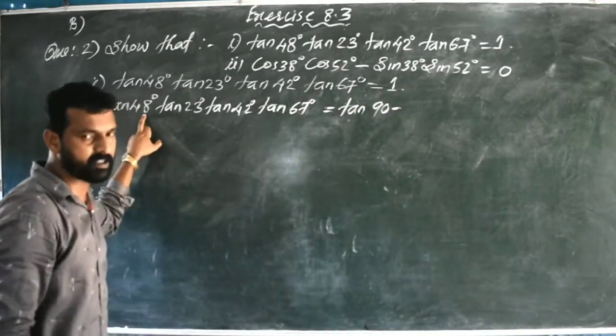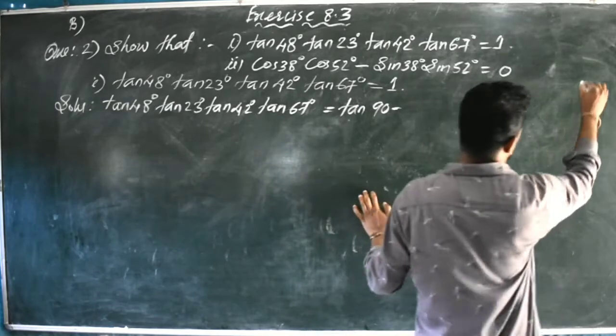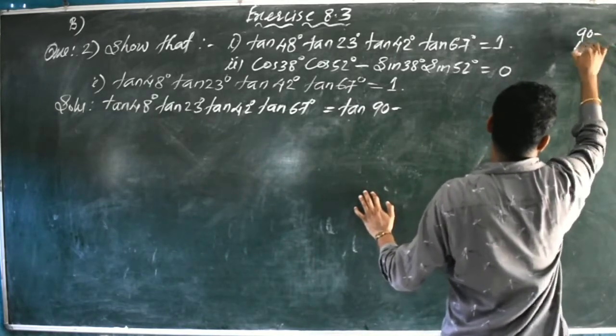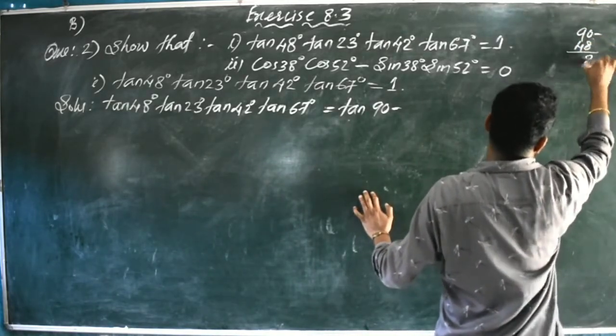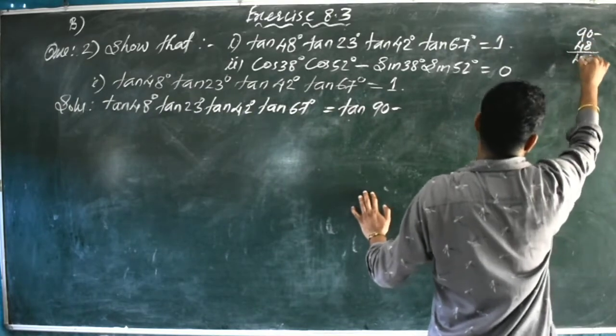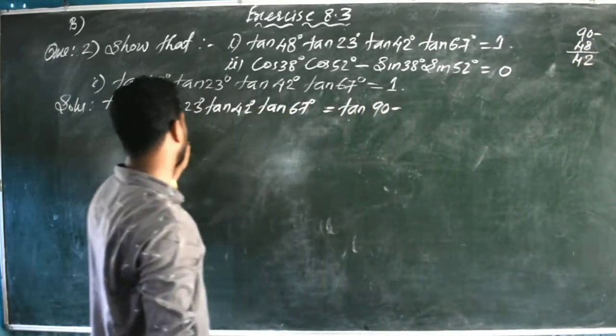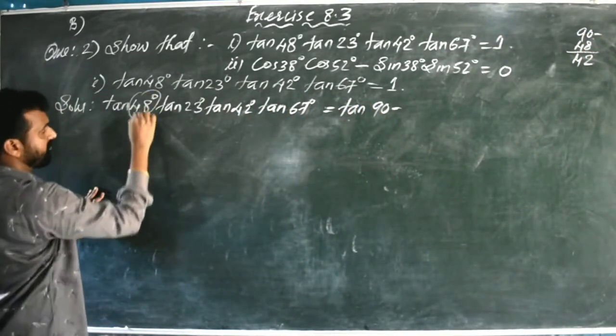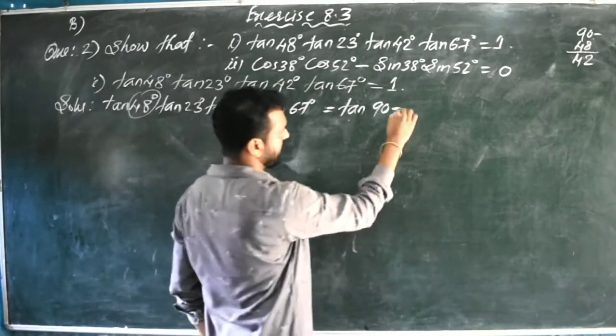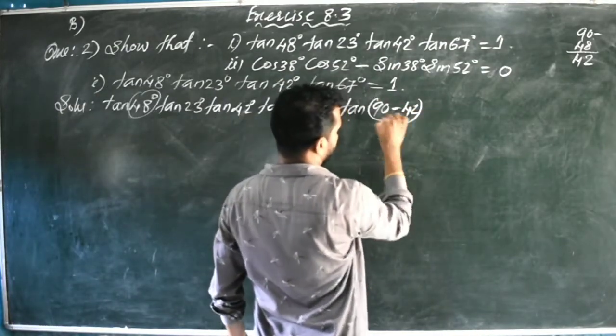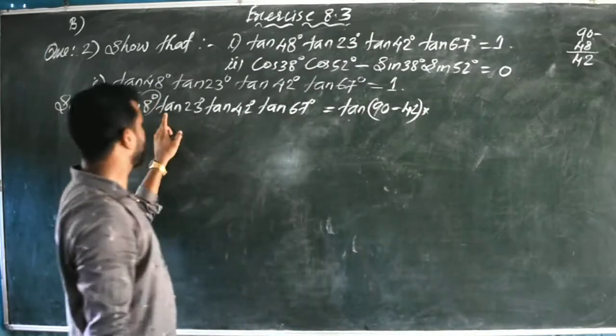48). 90 minus which angle is equal to 48? 90 minus 48 we will see. 10 minus 8 is 2, 8 minus 4 is 4, so 42. So in place of 48 we can write 90 minus 42. Tan (90 minus 42) × tan 23.